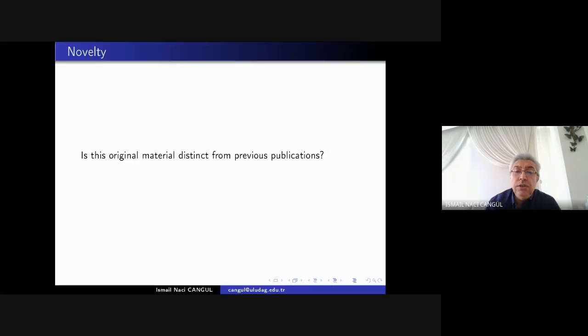Novelty. Is this original material distinct from previous publications? Is it novel information? That's also important. Originality. Validity. Is the study well designed, executed, and finished? So validity of the work is important. In our case, as mathematicians, this has to do with the proofs. Proofs are correct and validity is good. Data. Are the data reported, analyzed, and interpreted correctly?